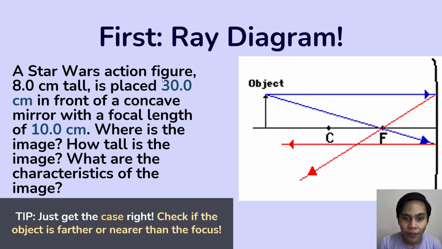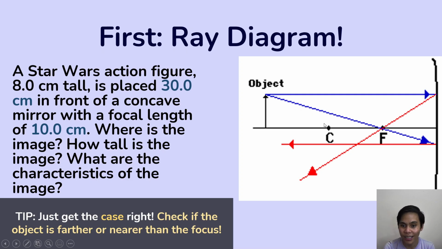In this case, the object is 30 centimeters from the mirror, and the focal length of the mirror is 10 centimeters. So we know that the object is farther than the focus. So when we make our ray diagram, we make the object far from the focus. All right. And if we have to see if it's on the center of curvature or not, we just multiply the focal length by 2. Once again, the focal length is just halfway between C. So if we take F, or 10 times 2, that's 20.